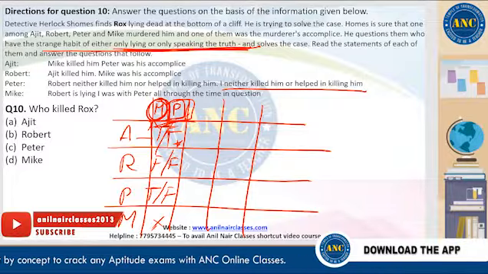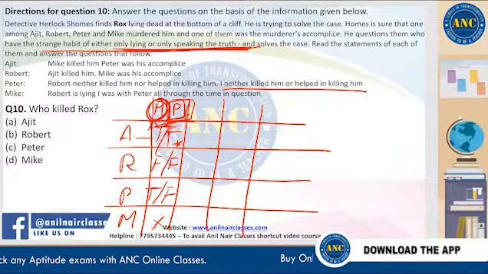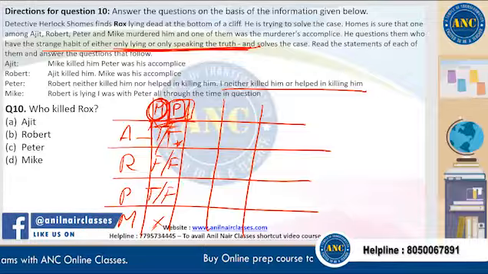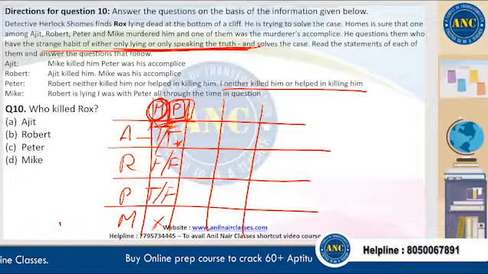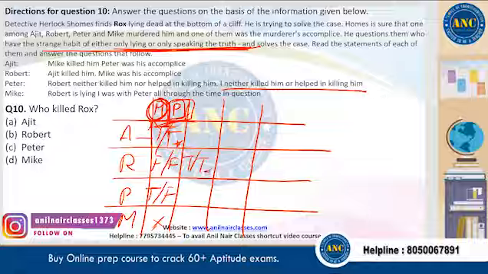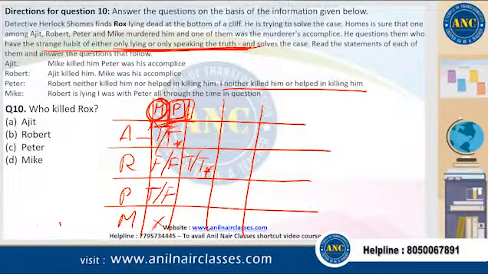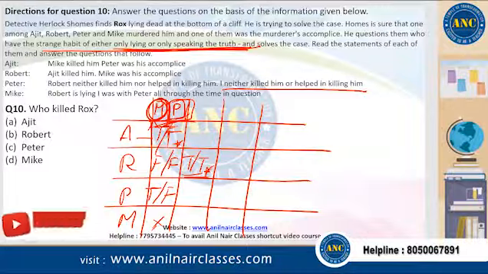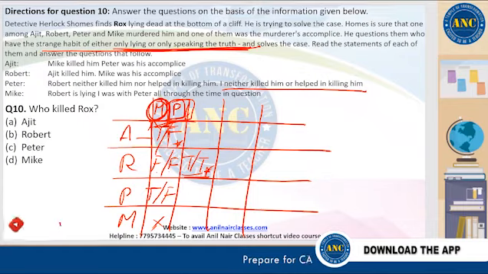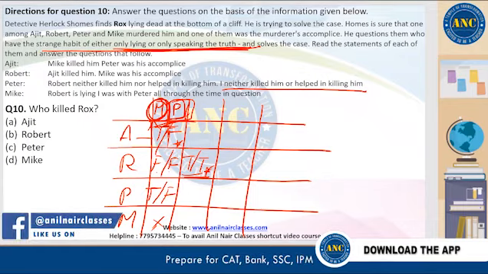Okay, so we have assumed initially that Ajit is speaking the truth. Why not let Robert speak the truth? Let's see if Robert speaks the truth. That means both the statements of Robert are truthful, right? We have a star mark to show that this is my assumption. The assumption we normally make is a truth. We generally don't make a false as an assumption, right? So as per this assumption, what Robert is saying is the truth, that Ajit killed him.